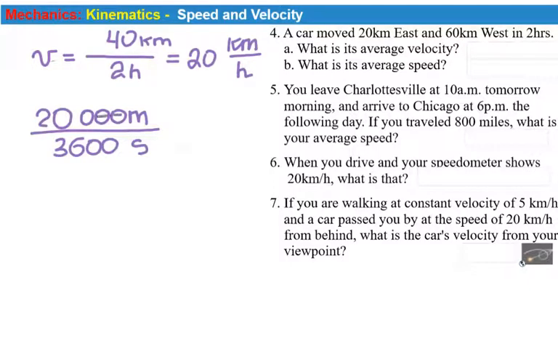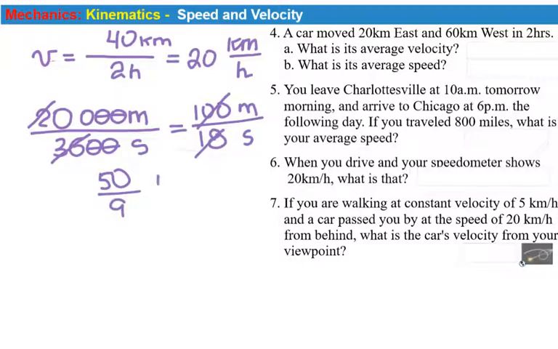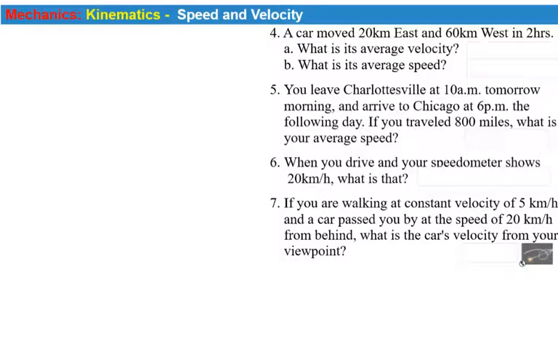I'm going to divide the numerator and denominator by 100, and then by 2, so that gives me 100 meters and I have 18. I still can divide by 2 and by 2, so that gives me 50, and on the bottom, 9 seconds: 50 over 9 meters per second. I just want to go over the conversions if you did not watch that video, but I suggest that you watch it. So that would be average velocity, and now we only want average speed.